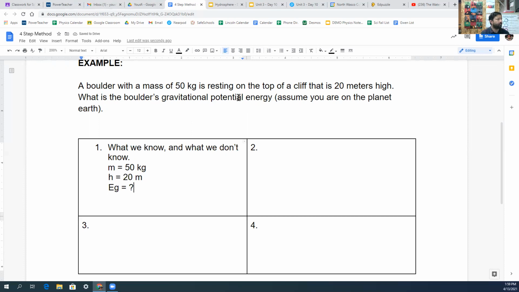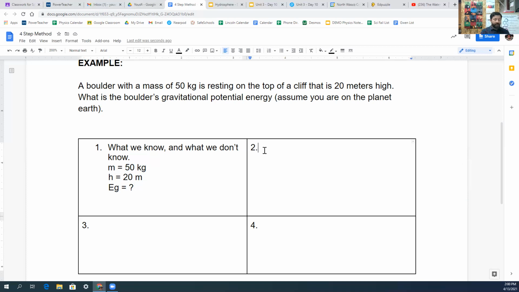Okay. So that is all you do in the first box: you list what the problem is telling you, what you know, and what you're trying to figure out. And the question mark is what we're trying to figure out. And it tells us the height and the mass of the boulder.